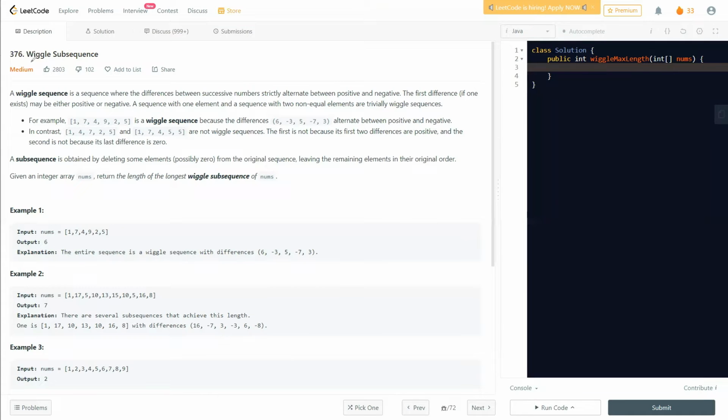In this video, we will discuss another LeetCode problem, the Wiggle Subsequence. The question is a medium level question, and we'll understand what the question is actually saying to us and how we can solve a question like this.